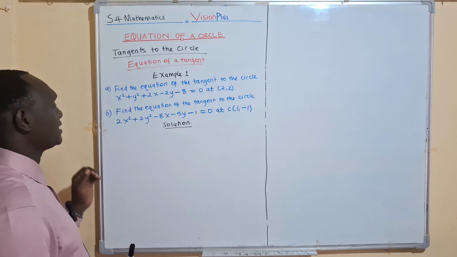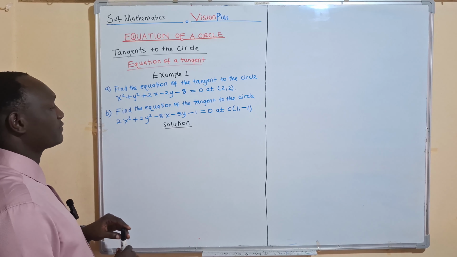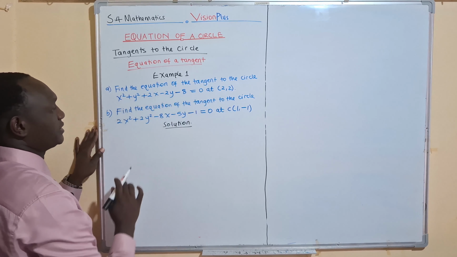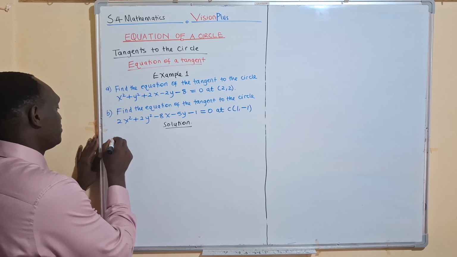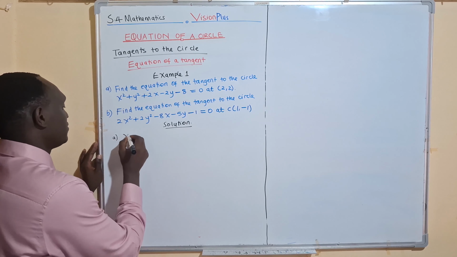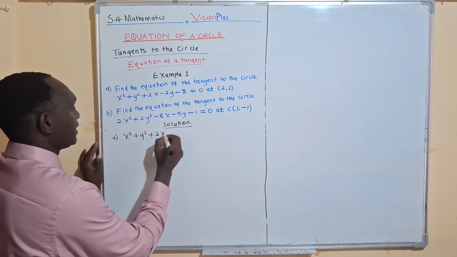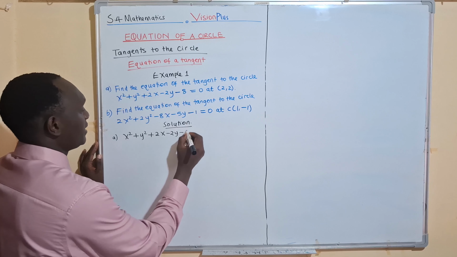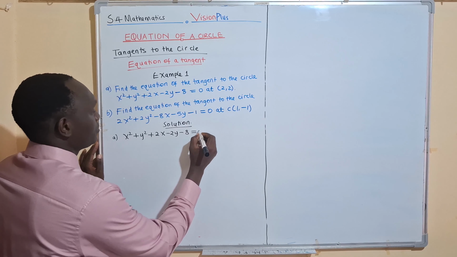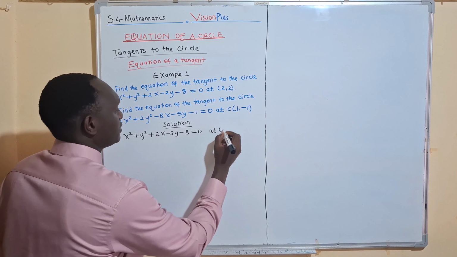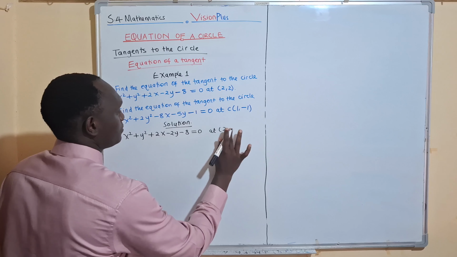Example 1 part A says: find the equation of the tangent to this circle at this point. The circle is x squared plus y squared plus 2x minus 2y minus 8 equals 0, at the point (2, 2).